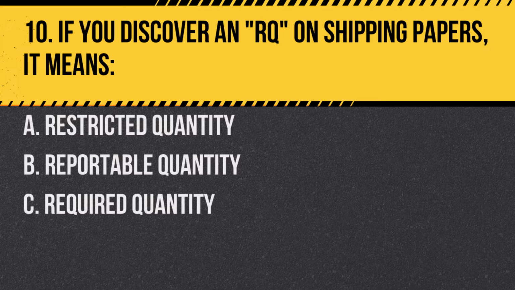Question 10. If you discover an RQ on shipping papers, it means A. Restricted quantity. B. Reportable quantity. C. Required quantity. Answer: B. Reportable quantity. This indicates a specific amount of hazardous material that triggers certain requirements.